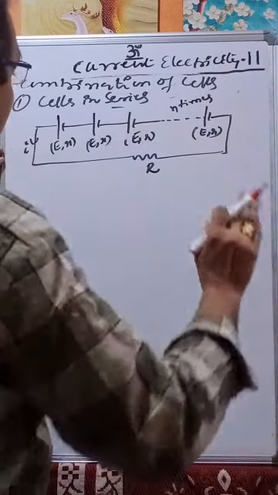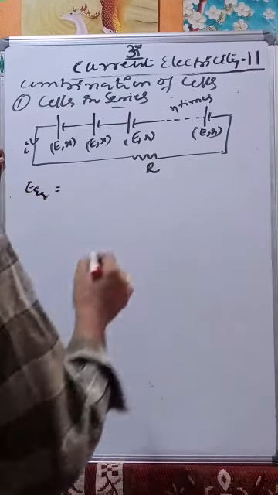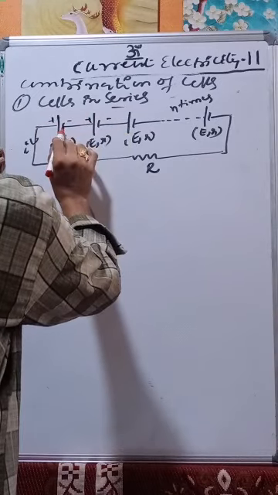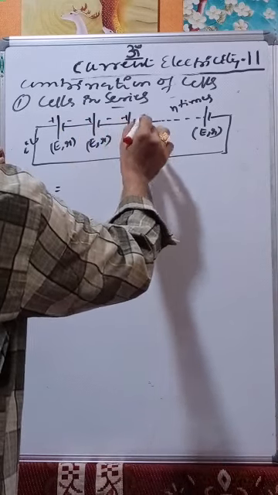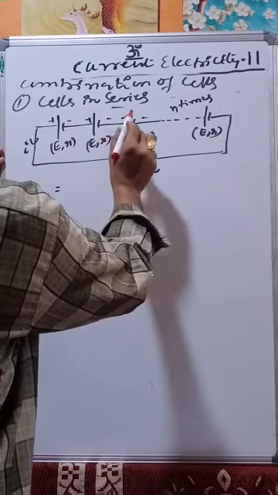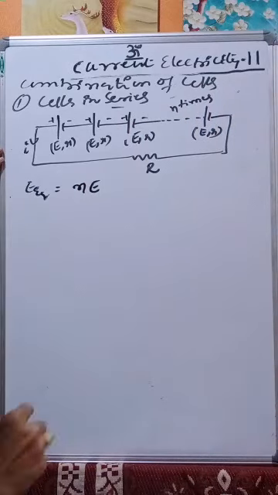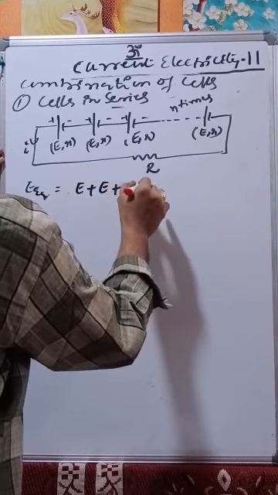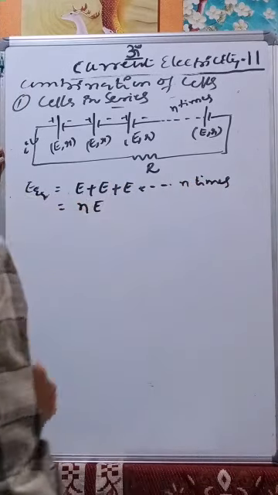Now if all the cells are connected in series, then what is the equivalent E? Series means plus minus: the negative of the first cell connects to the positive of the next cell, next negative to positive. Like this we call it series. Then E equivalent is E plus E, n times. That is equal to nE.